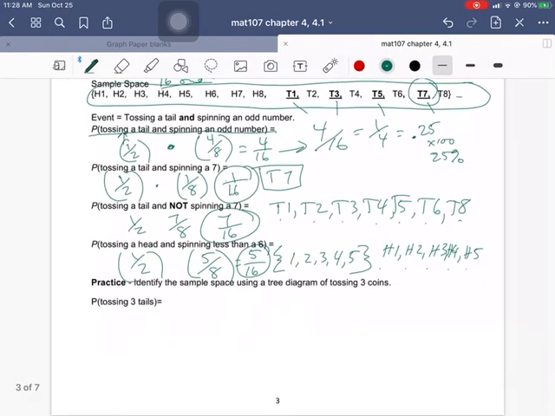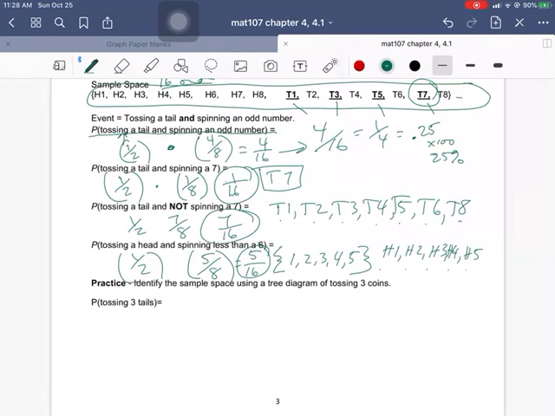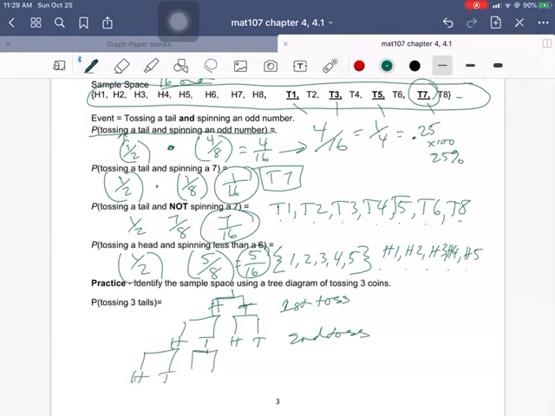Okay. Identify the sample space using a tree diagram of tossing 3 coins. So H, let me see if I can fit this on here, T, that would be the first toss. Possibilities. Okay, and then from there, you're going to toss another coin. That's the second toss. And from there, you're going to toss another coin. So it could be the same coin 3 times, or it could be 3 different fair coins that are the same, and do it at one time. The possibilities that you're going to get are 2 times 2 times 2, or 8 different outcomes.